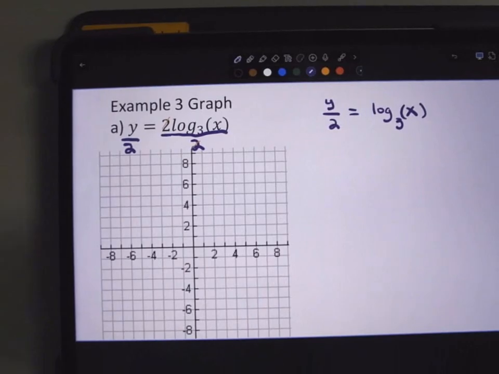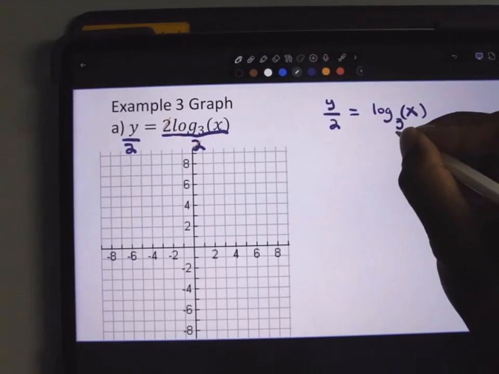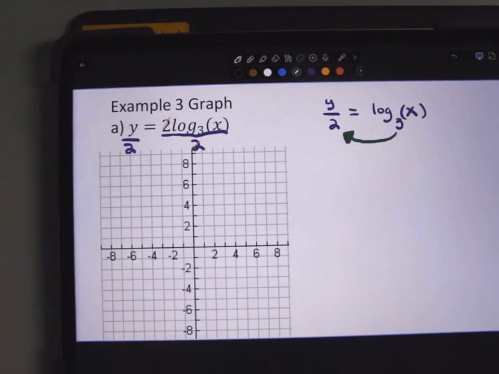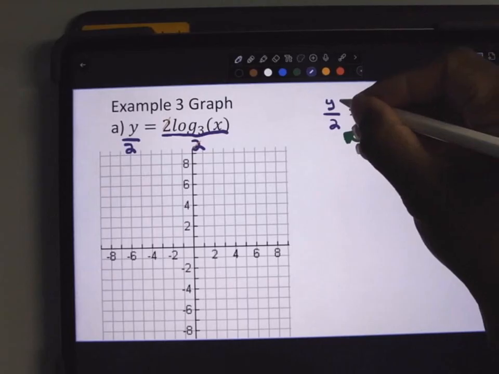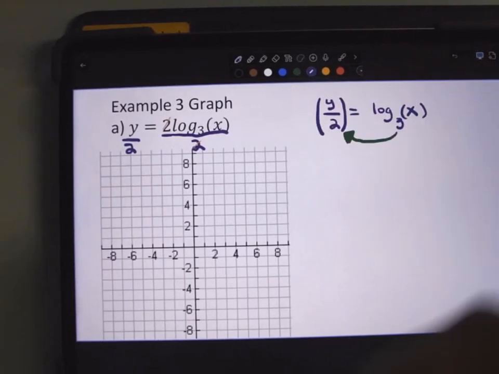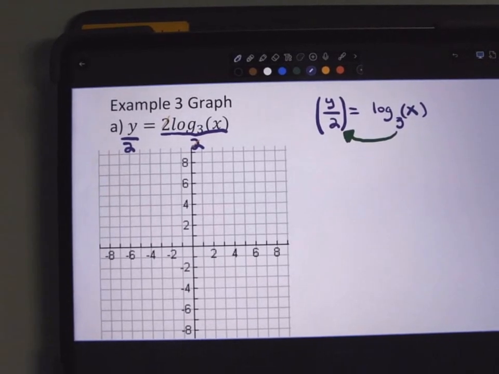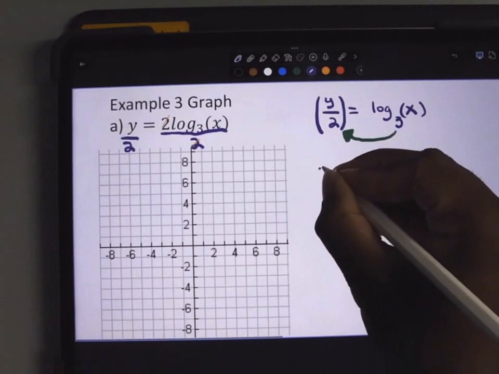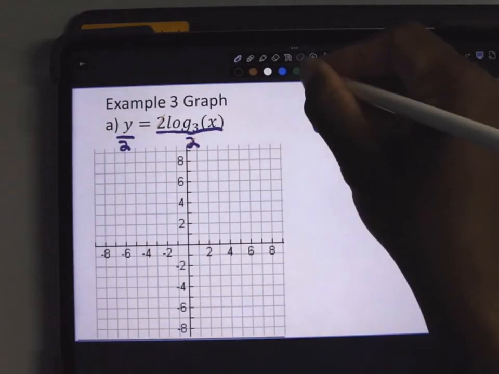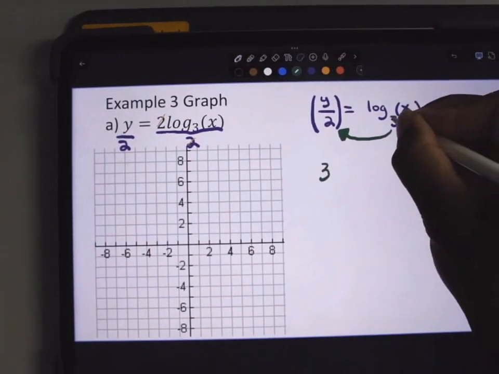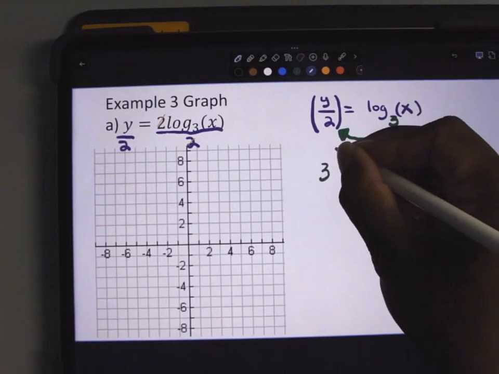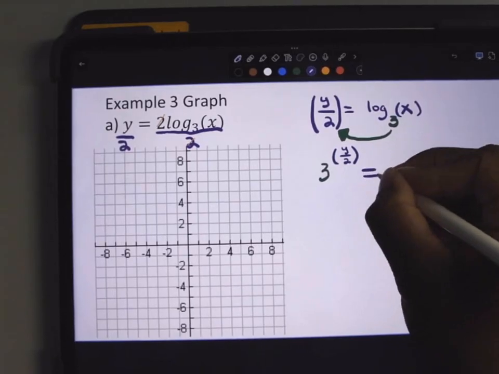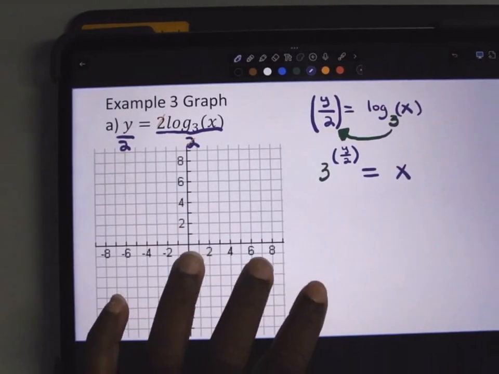And so now that we got our log by itself, we can take our base of 3 and make it the base of the left side and write it in exponential form. Don't overthink it. I know it's 2 things over here and that may seem intimidating, but we're going to take this whole thing and we're just going to make it an exponent. So 3 will be our base. And we'll bump up y over 2. And then this equals just what was inside the log, x.